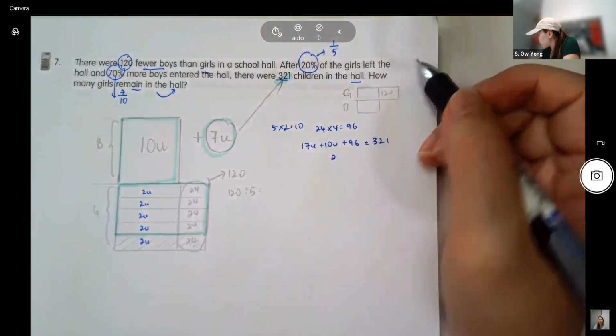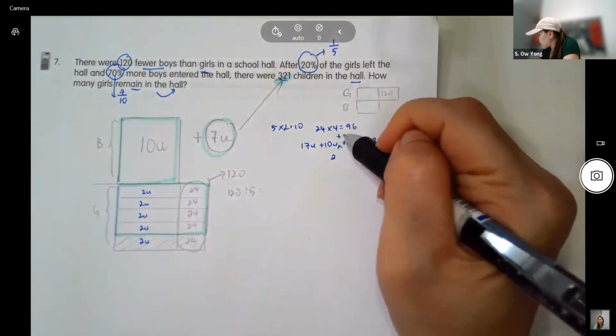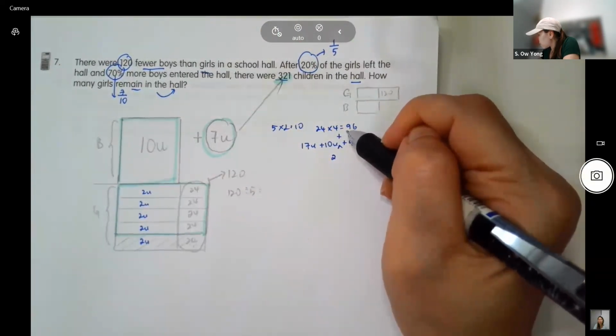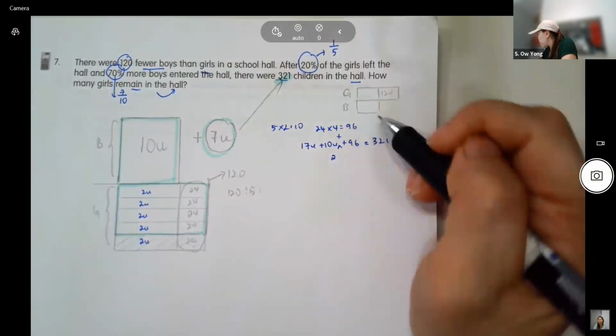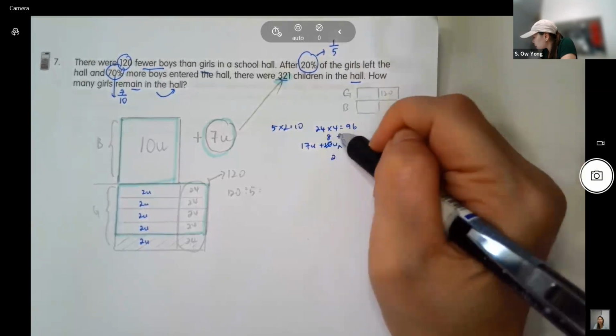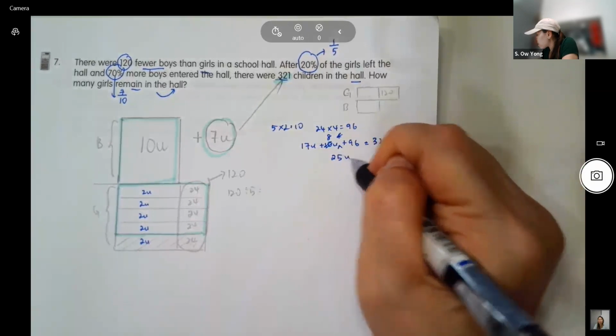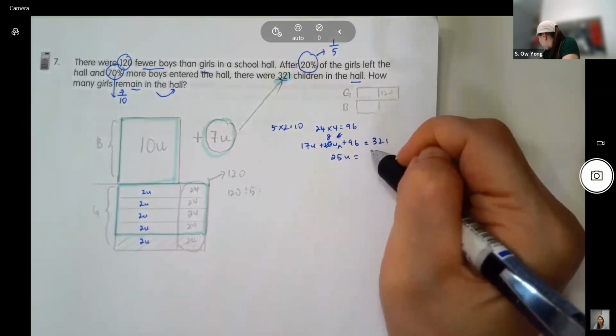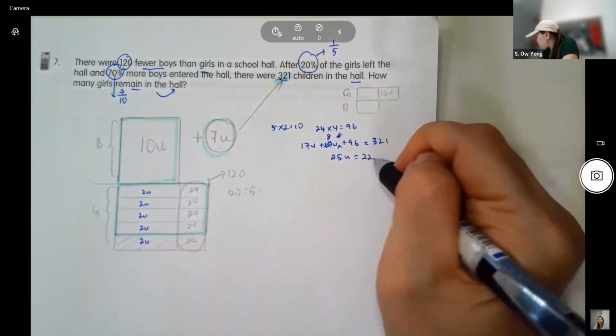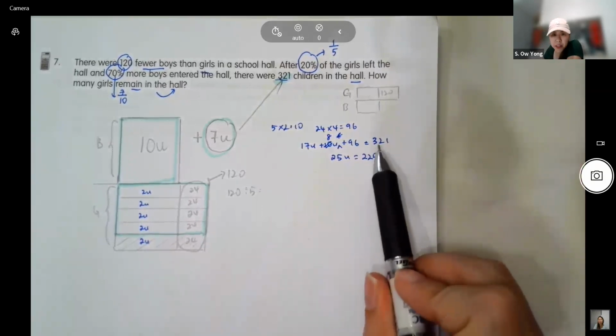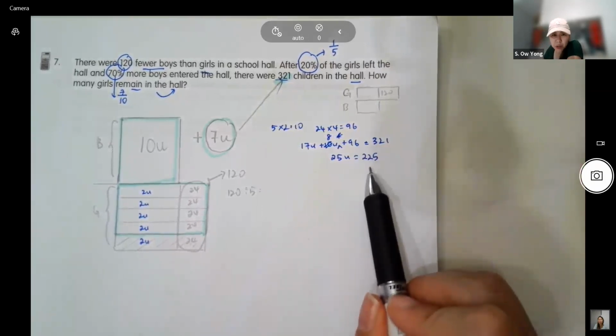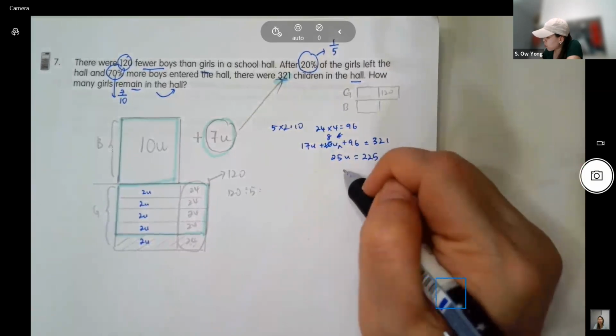Wait now, let me see. Oh, I forgot to add the 17 unit plus 8. Sorry, it is plus 8 because 2, 4, 6, 8. So you will get to see 25 units equal 225. Because 321 minus 96, 225. So you find 1 unit.